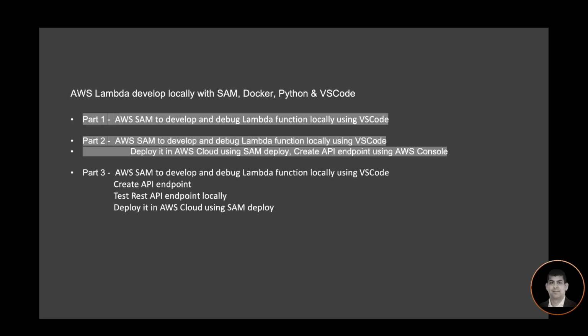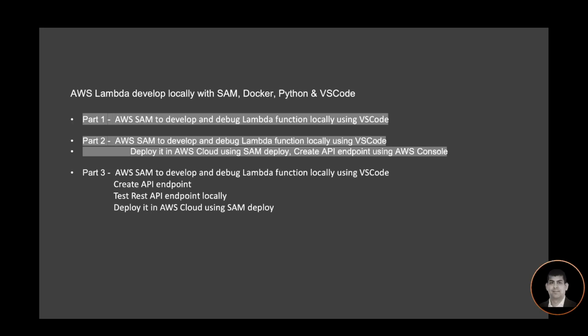In part 2, I demonstrated how to develop a Lambda function locally and added an API endpoint using the AWS console. If you have not watched part 1 and part 2 of this workshop for developing and testing Lambda function locally, links are in the description.